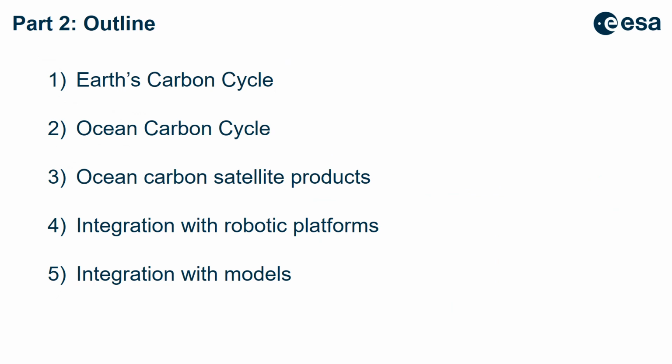Okay, so that's part 2 of the lecture. We've looked at the Earth's carbon cycle, and the application we're looking at here is the use of ocean colour observations for understanding the marine carbon cycle, the ocean biological carbon pump. We've looked at various satellite products that do this, POC, PIC, and the DOC related products, and the importance of integrating these with robotic platforms and with models.